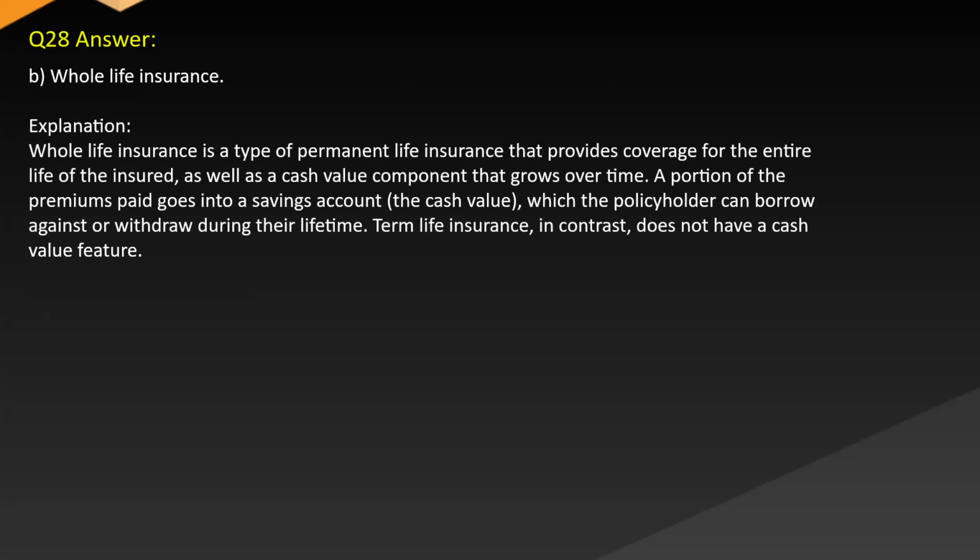Answer: B. Whole life insurance. Explanation: Whole life insurance is a type of permanent life insurance that provides coverage for the entire life of the insured, as well as a cash value component that grows over time. A portion of the premiums paid goes into a savings account, the cash value, which the policyholder can borrow against or withdraw during their lifetime. Term life insurance, in contrast, does not have a cash value feature.